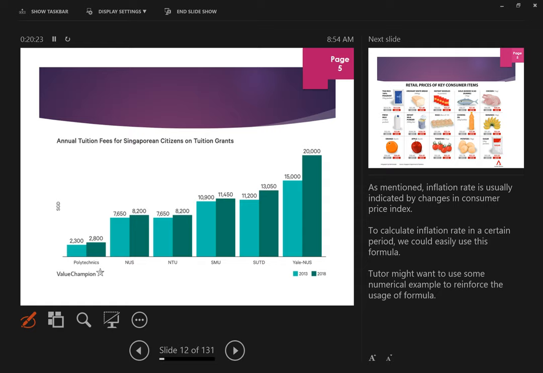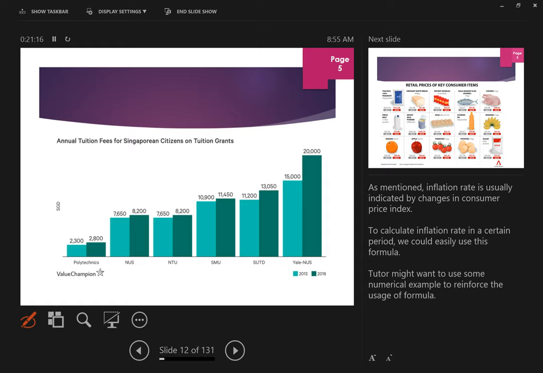Down here we have your education cost, your tuition fees, for both polytechnics as well as your universities. You can see the bar in the lighter green is representing the year 2013. And the one in darker green is the price that you paid in 2018. So you can see across both polys as well as universities, your fees are actually rising. And these fees that you see here are after the subsidies given by the government. There's a tuition grant, and this is the amount that you pay after your tuition grant.